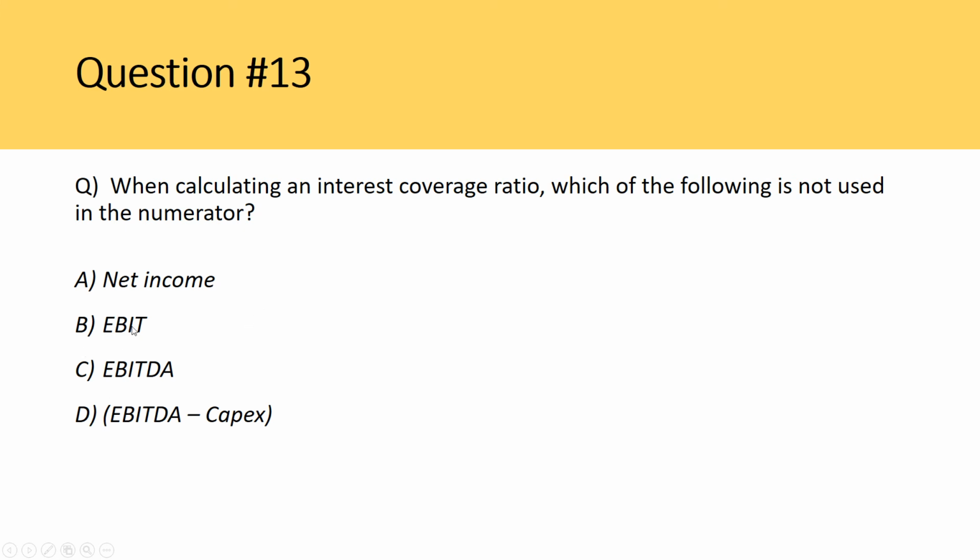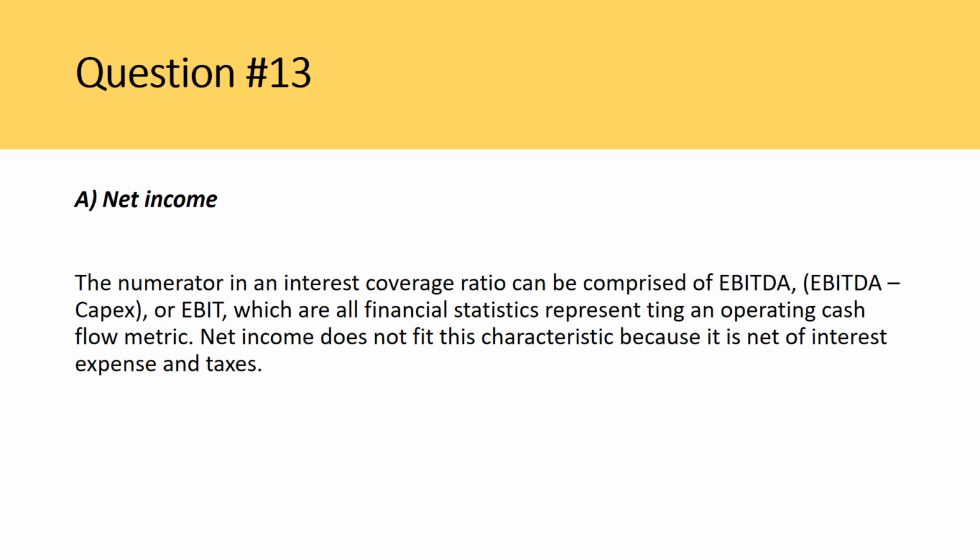Well, EBIT is before interest, EBITDA is before interest, and EBITDA net of capex is also before interest, whereas net income is after interest. Therefore, net income would not be used as the numerator in the interest coverage ratio. And EBIT, EBITDA, and EBITDA net of capex can all be used depending on what the banker wants to display. So A would be the answer.